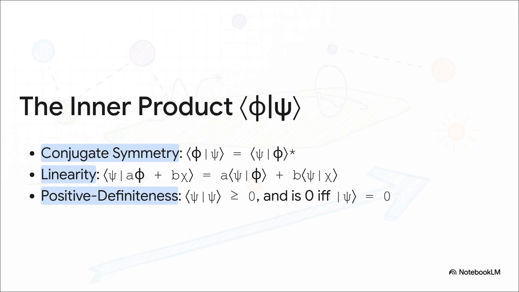Okay, so this inner product, it's really the engine of the whole thing. The best way to think about it is like a souped-up dot product. You take two vectors, you do the inner product, and out pops a single complex number. And it all runs on three core rules.